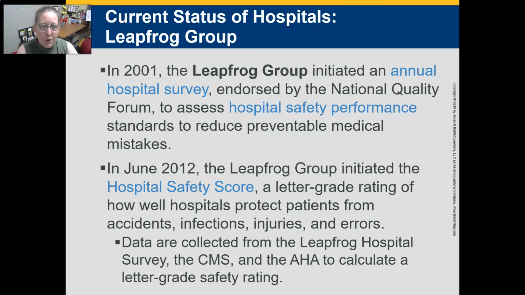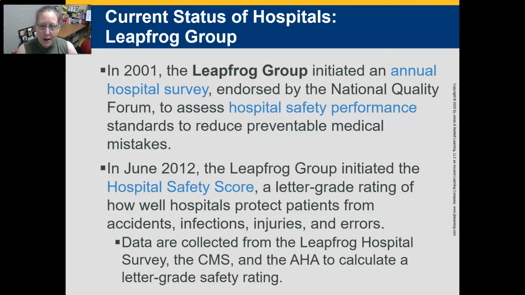Lastly, we'll talk about the Leapfrog Group. I remember when this got started, they initiated an annual hospital survey. It was endorsed by the National Quality Forum, and it was to assess hospital safety performance standards to reduce preventable medical mistakes. In June 2012, the Leapfrog Group then also initiated the Hospital Safety Score, which is a letter grade rating of how well hospitals protect patients from accidents, infections, injuries, and errors. Data are collected from the Leapfrog hospital surveys, from CMS, and from AHA, and they bring it all together and calculate a letter grade safety rating.